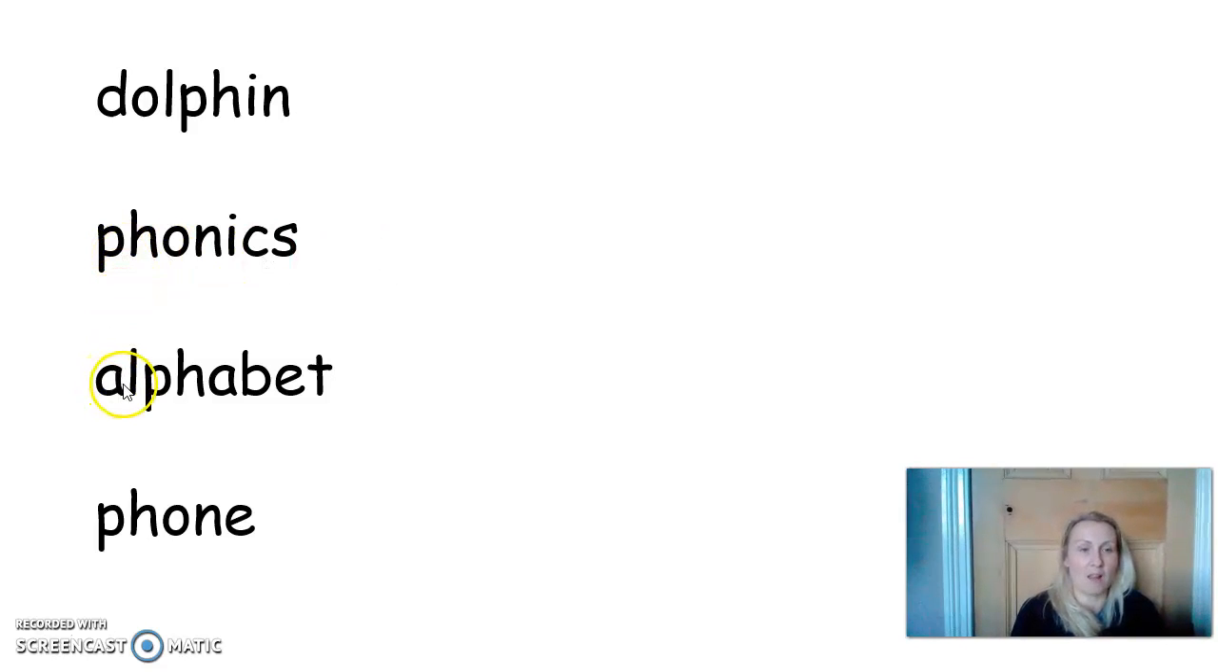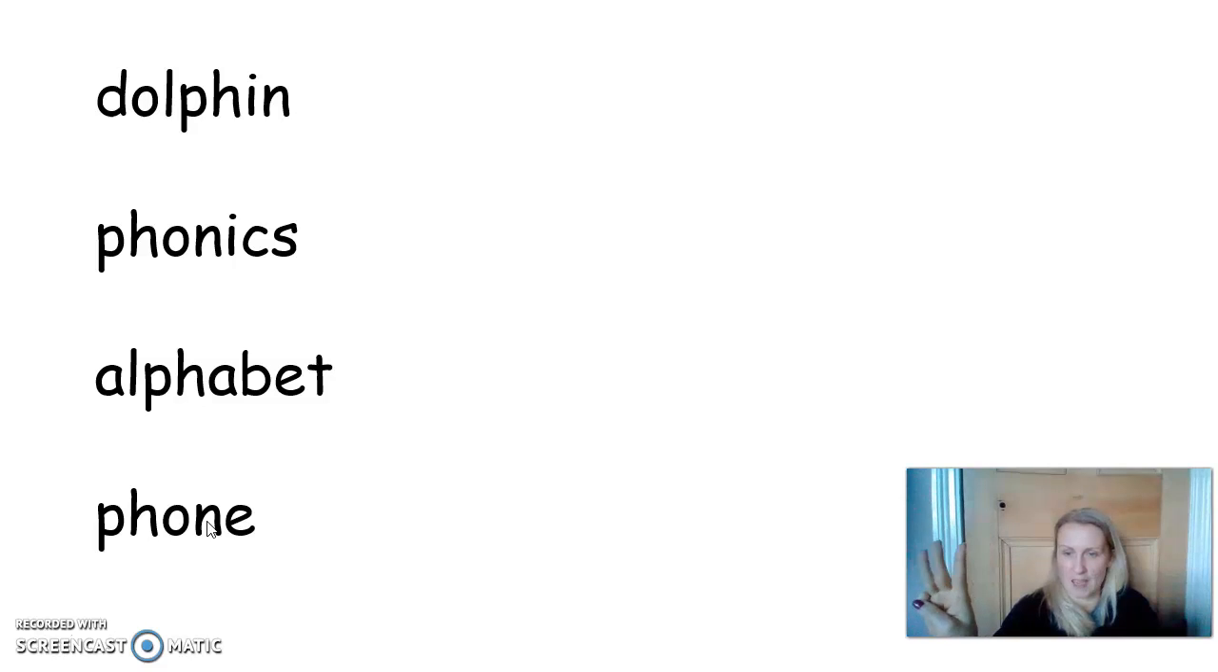Alphabet. A, L, F, A, B, E, T. Wow, again. 1, 2, 3, 4, 5, 6, 7 in that one. Wow. If you got that one, you are a superstar. Let's have a look at this one. F, O, N. Only 3 in that one, isn't there?